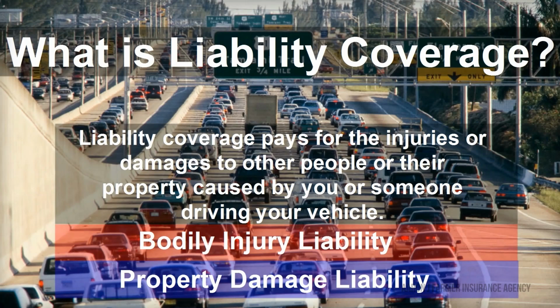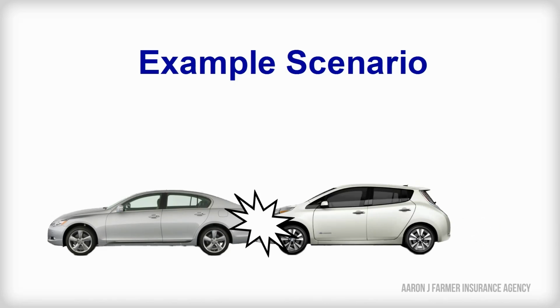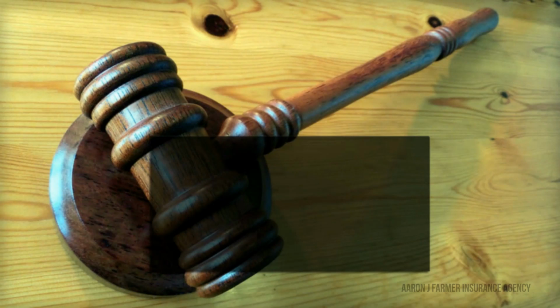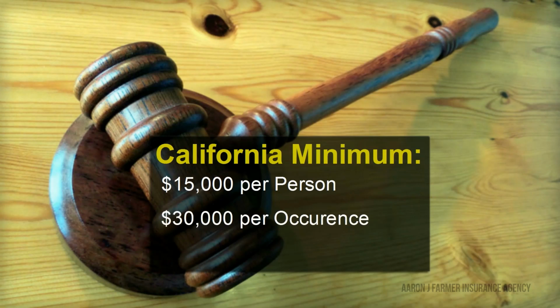Let's walk through a brief example that will help you to better understand the importance of having the appropriate liability coverage levels. Let's say you are at fault in an accident. You were distracted momentarily and rear-ended the Lexus in front of you. There are 4 people in the car, all of whom suffer some injuries. And for discussion purposes, we'll imagine that you live in San Diego and have the California minimum coverage levels in place of $15,000 per person, $30,000 per accident, and $5,000 in property damage.